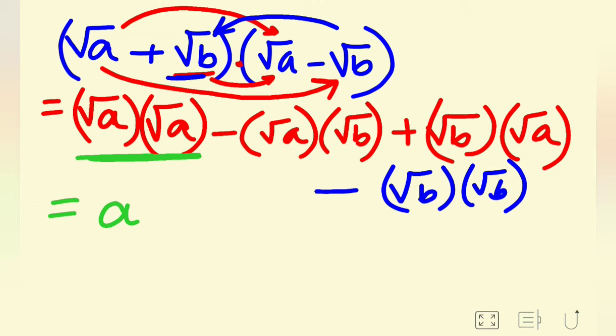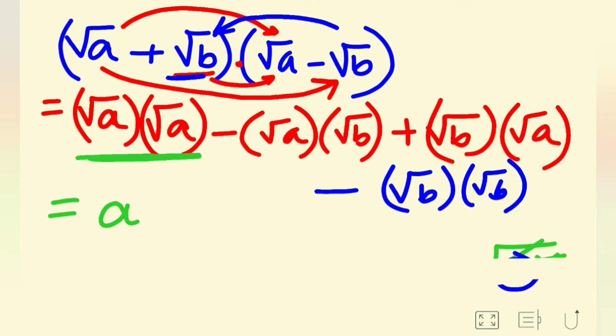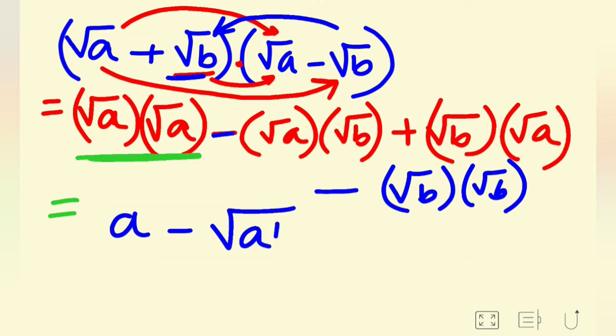So now I am getting root over a into root over a, that is a. Root over a into root over a is a. How is this done? Here you can see that root over a into root over a equals root over a into a, which equals root over a square, and whenever there is a square and a root, the square and the root will vanish. There will be only a. So in this formula we get a, and here we get root over a b.